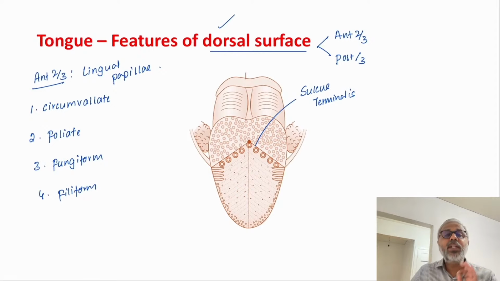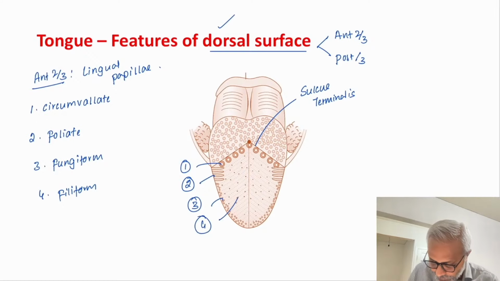Now, try to show the papillae in the diagram first. Okay. So this is the circumvallate papilla. This is the foliate papilla. Then these are the fungiform papillae. And the most numerous, these are filiform papillae. Right. So label it in the diagram and now try to describe it. Now, how will you describe each of these papillae?